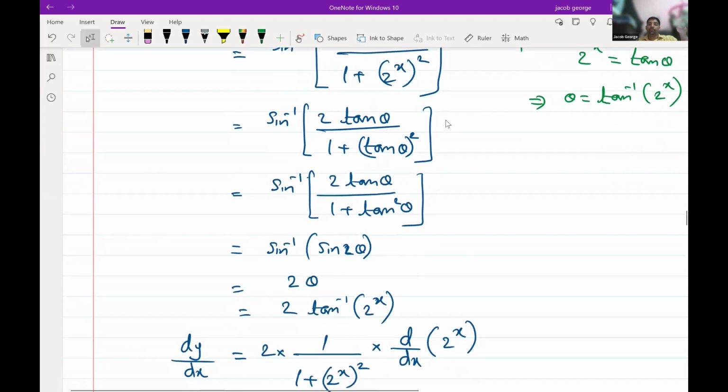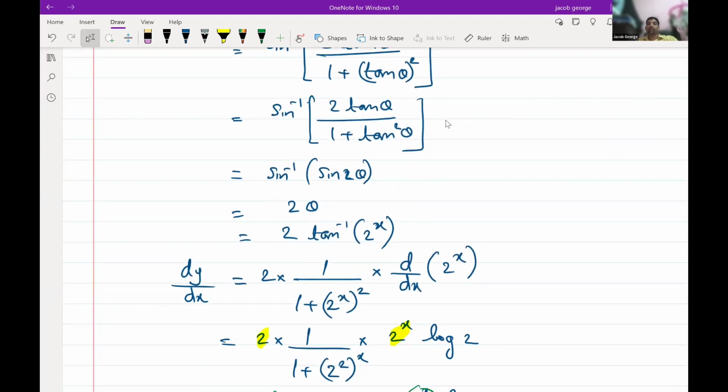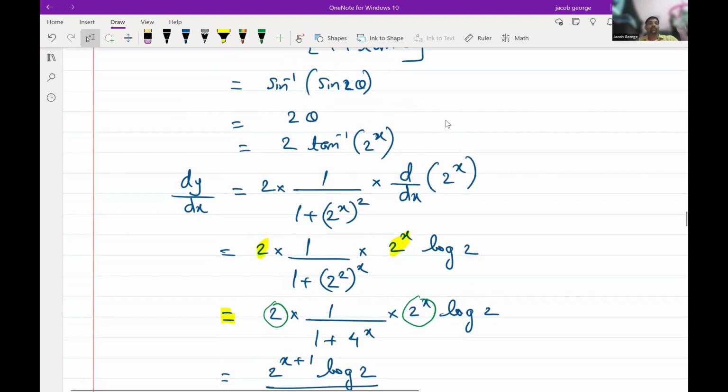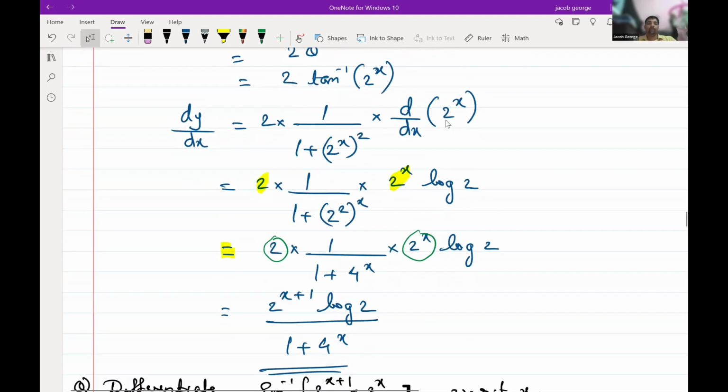And then we have to do the derivative. dy by dx is 2 into the derivative of tan inverse 2 raised to x, which is 1 by 1 plus the square form: 1 by 1 plus 2 raised to x the whole square, into d by dx of 2 raised to x. Okay, d by dx of 2 raised to x is 2 raised to x log 2. And we multiply 2 and 2 raised to x. That is 2 raised to x plus 1 log 2 by 1 plus 4 raised to x. And that is the final answer. Okay, so this is a solved example and practice it well.